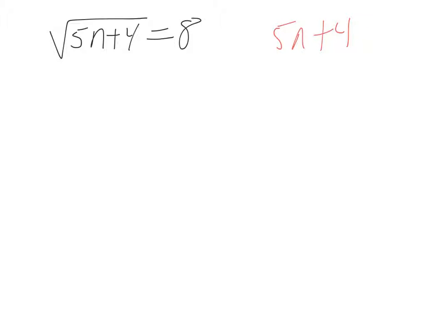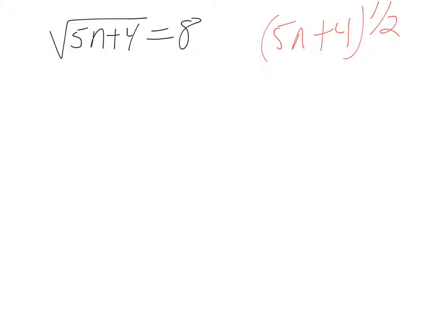Alright, so let's start with our first equation. We have the square root of 5n plus 4 equals 8. Our first step is we need to get rid of that radical sign, because that's like an exponent. Remember, the square root of 5n plus 4 can be written as 5n plus 4 to the half power. So when you're following order of operations, that's like an exponent, so we need to get rid of that first in order to solve for n.